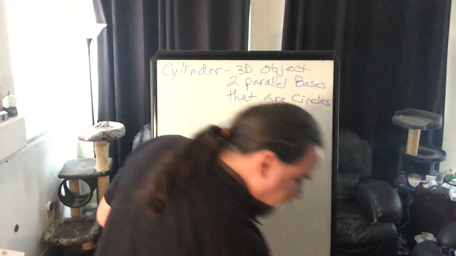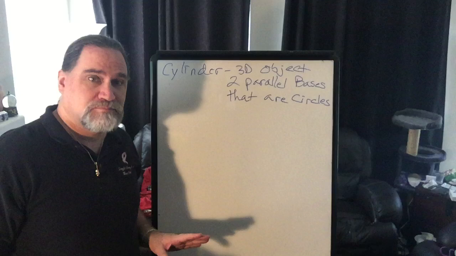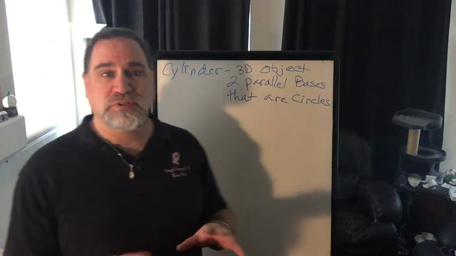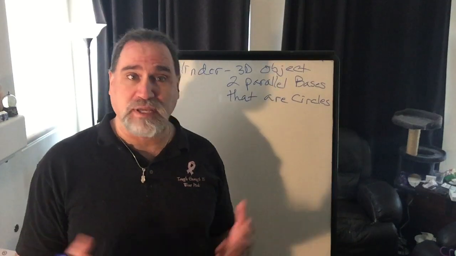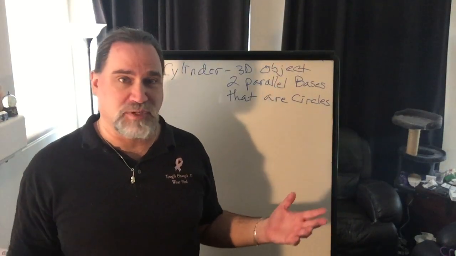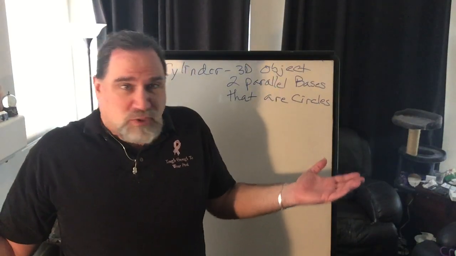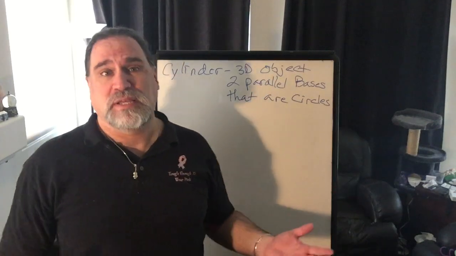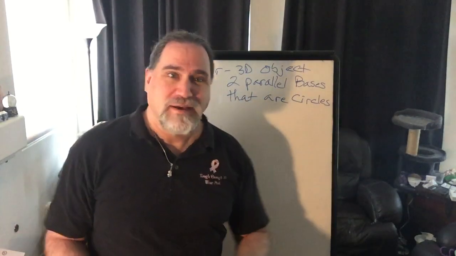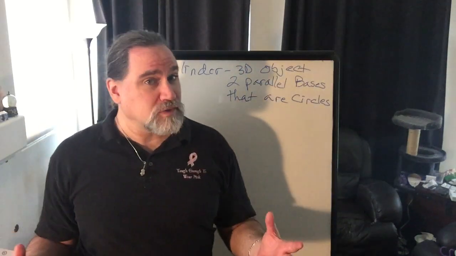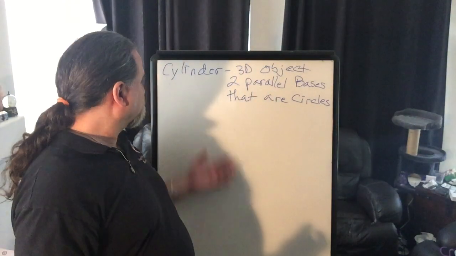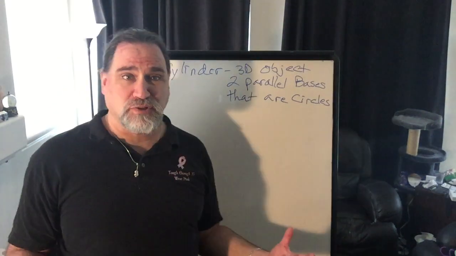Now, in our definition of a prism, we said that the two bases that are parallel can be anything. It could be triangular, rectangular, square, trapezoids, rhombuses, they could be anything, as long as they're the same. And then all the other sides are rectangles. Well, in a cylinder, our bases are circles.